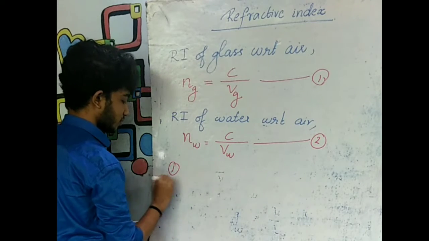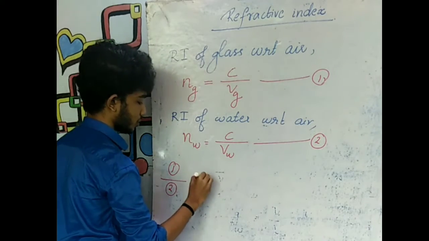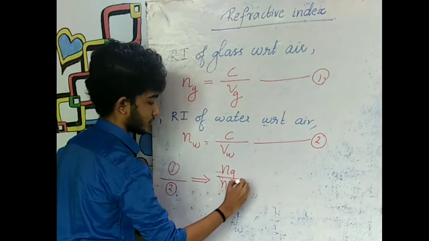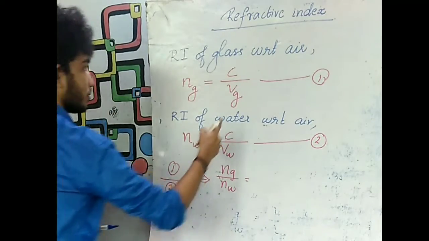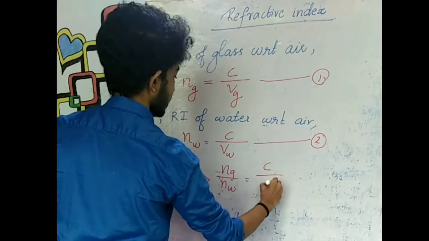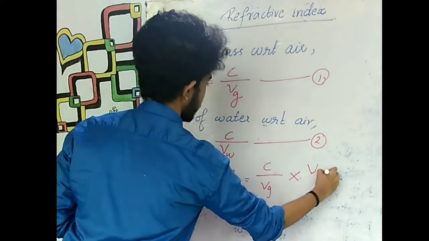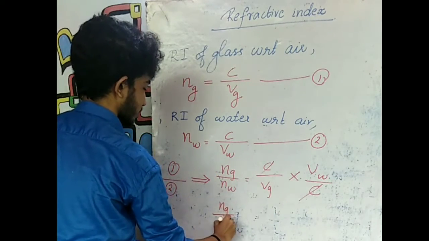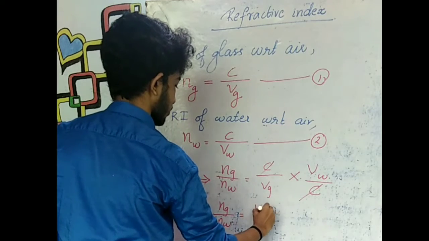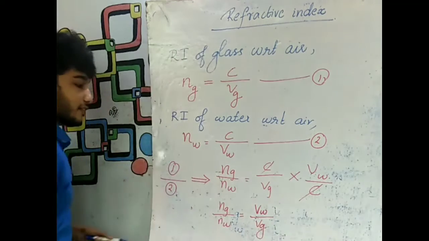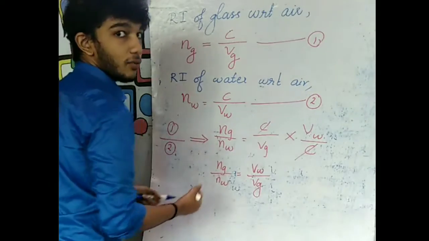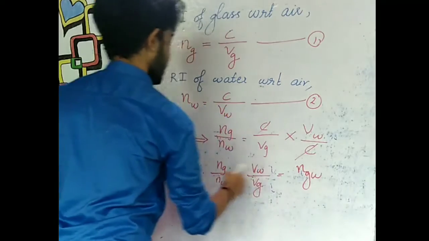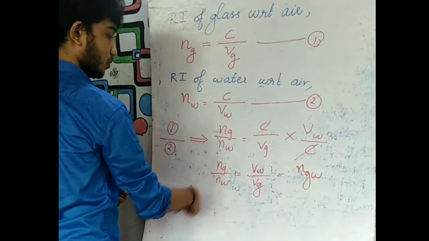On doing equation number 1 divided by equation number 2, we get Ng divided by Nw equal to C by Vg into Vw by C. Therefore, Ng by Nw is equal to Vw by Vg. We have arrived at the same equation. And what is this equal to? This is equal to Ngw, the refractive index of glass with respect to water.